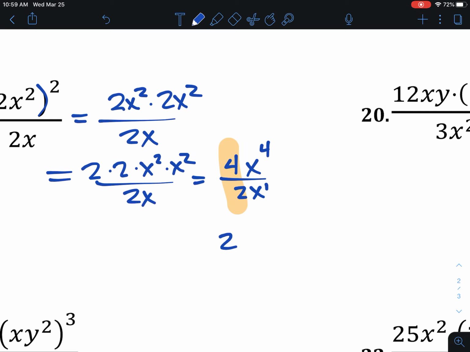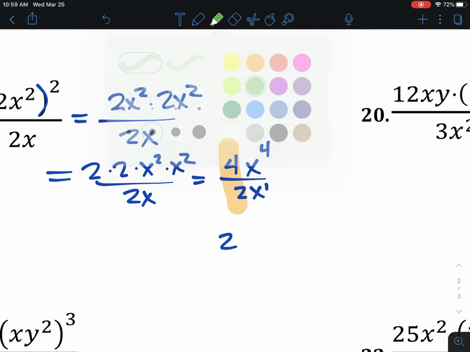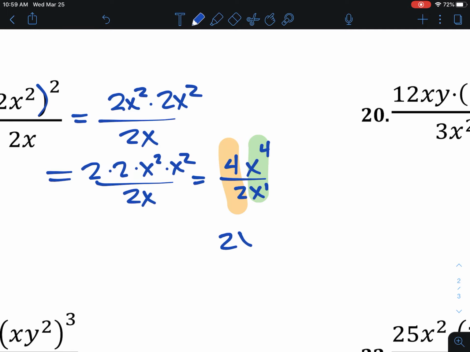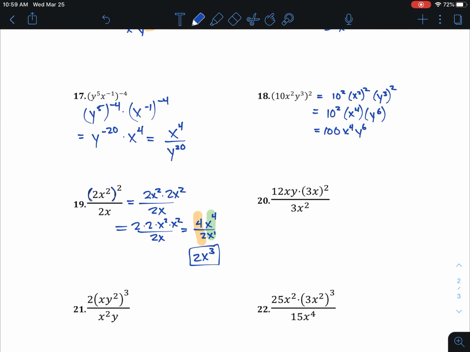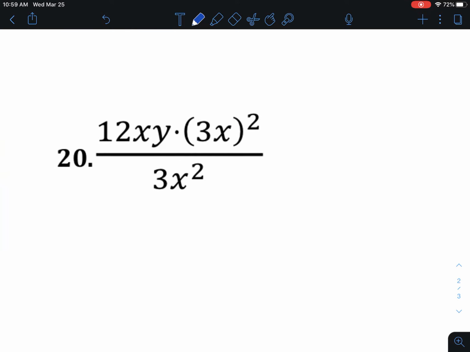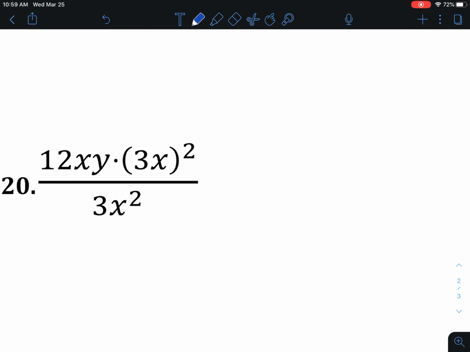x to the 4th divided by x to the 1st, I'll put the 1 on there, that would be x to the 3rd. So 2x cubed would be our very simplified answer of what we have there. For the next one, it looks a lot crazier. We can do this. So again, we're going to do the power to a power first.